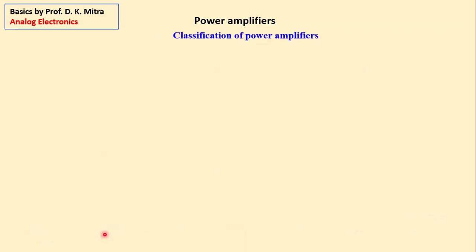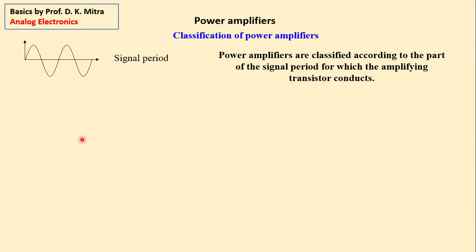For that, the power amplifiers, there are a few classes of power amplifiers. We go to that legend. Say this is the signal period. Signal or sound signal is always a complex signal, but for our mathematical simplicity, we have taken a simple sinusoidal signal. Say this is the signal period. And power amplifiers are classified according to the part of the signal period for which the amplifying transistor conducts.